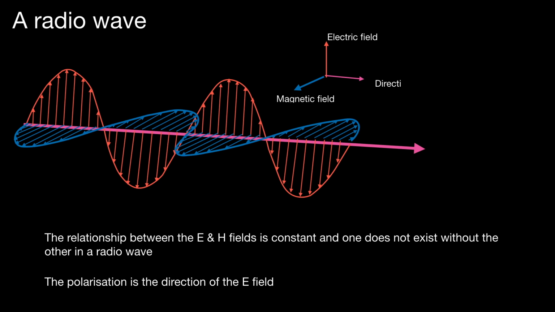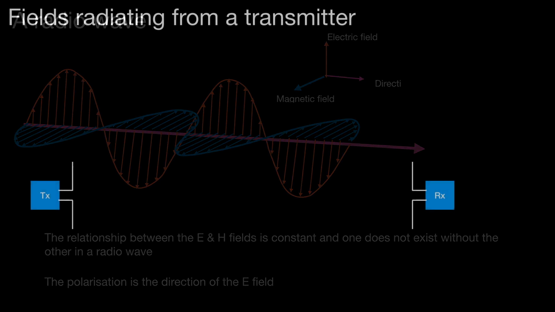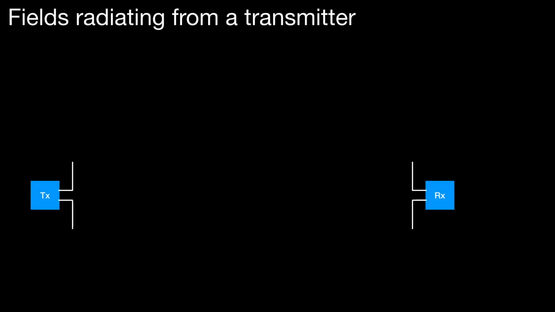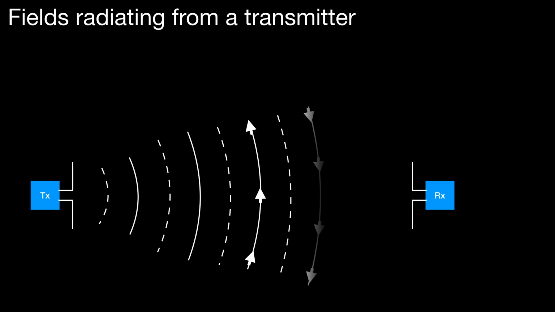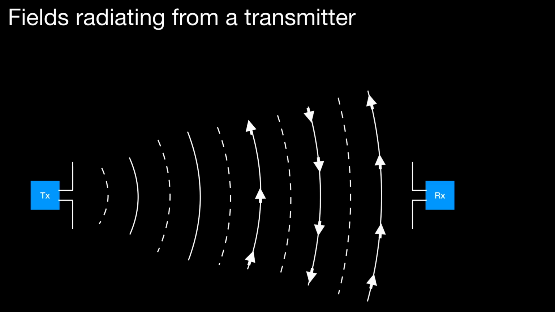So let's have a quick look at fields radiating from a transmitter. Here on the left we have a transmitter and on the right a receiver. And if we switch on the transmitter, then a field will radiate out from the transmitter to the receiver.